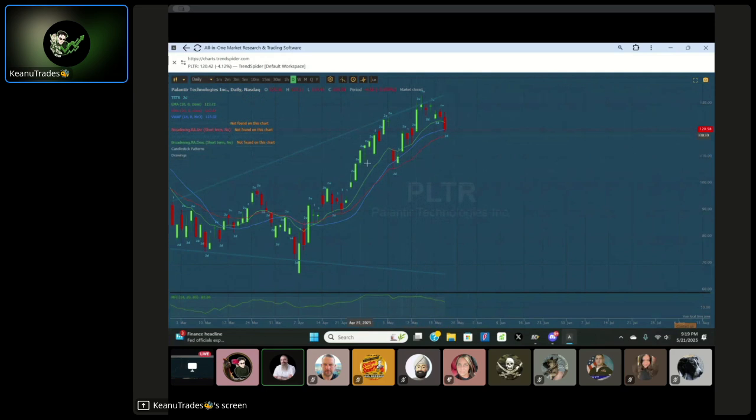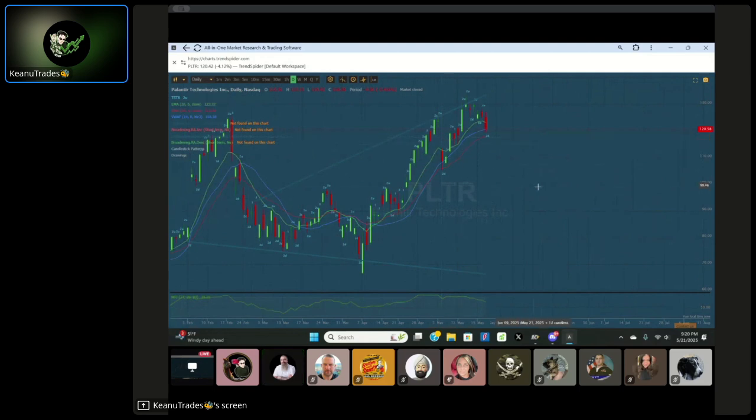Off the top of the broadening formation here. Once you've come off the top of the broadening formation, where does it want to go? The other side of the broadening formation, the other side of the range. Money flow pointing down. Looks like Palantir is good to go short.